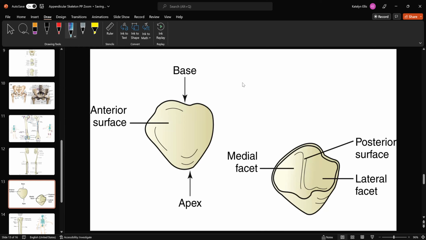So here is your book's image of the patella. It is nothing to write home about. The apex is on the pointy bottom. Again, the base is actually at the top. This is the anterior surface. So when you tap on your kneecap, this is actually what you're touching right here. If you were to look at the back of your kneecap, you have two facets where it actually slides over into the groove.